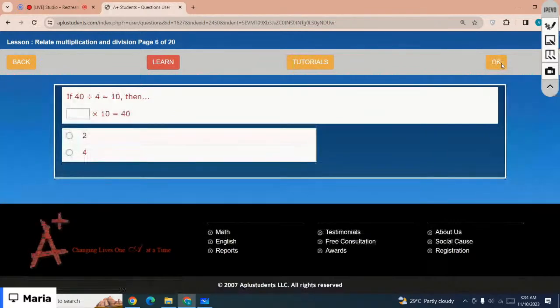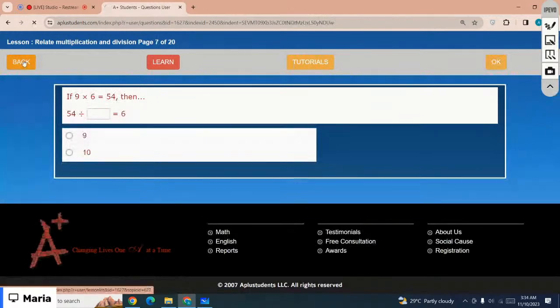Okay, if 40 divided by 4 equals 10, then missing number times 10 equals 40. So which number is missing? Yes, the correct option is 4 times 10 equals 40, right? You can complete the lesson by yourself later today. Let me just move on to the next lesson.